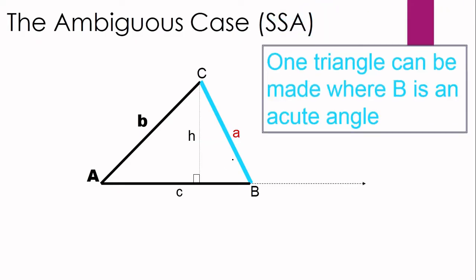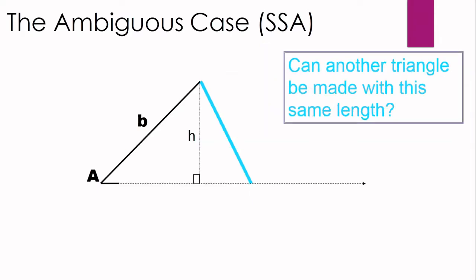And as you can see here, nakabuo tayo ng isang triangle at yung angle B natin is an acute angle. Pero merong tanong dyan, can another triangle be made with the same length? Ito lang ba ang pwedeng triangle na mabuo pag ba ating inilipat or pag ating nilikot itong ating A, ating ilalayo o kaya ilalapit? Do you think can we still create another triangle?